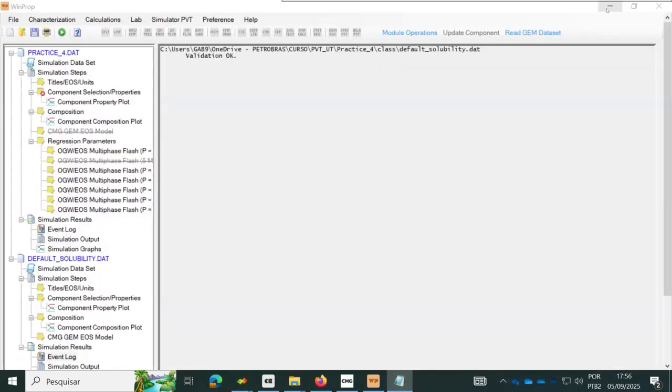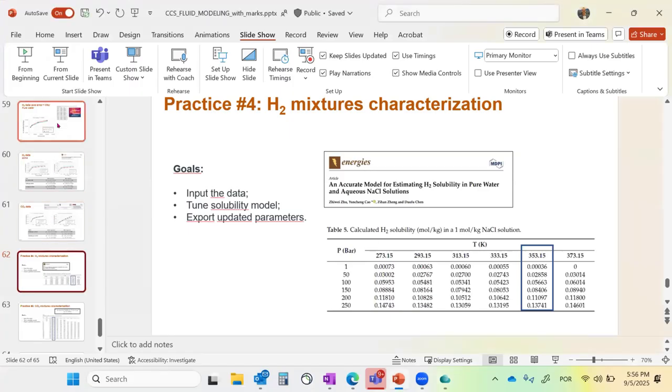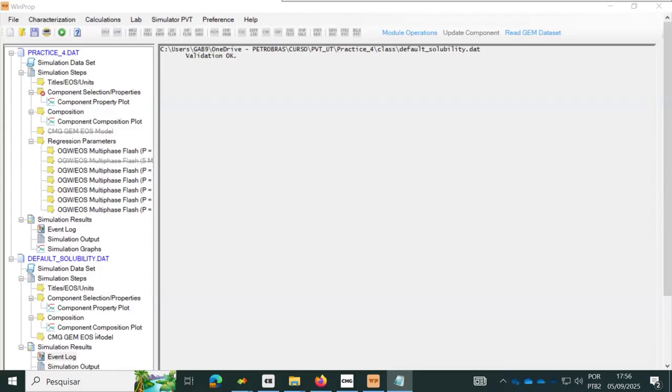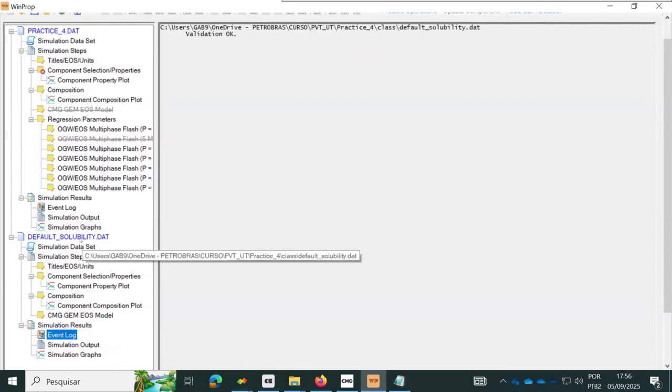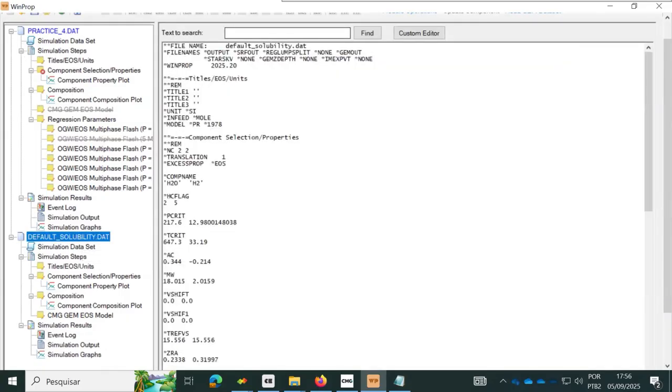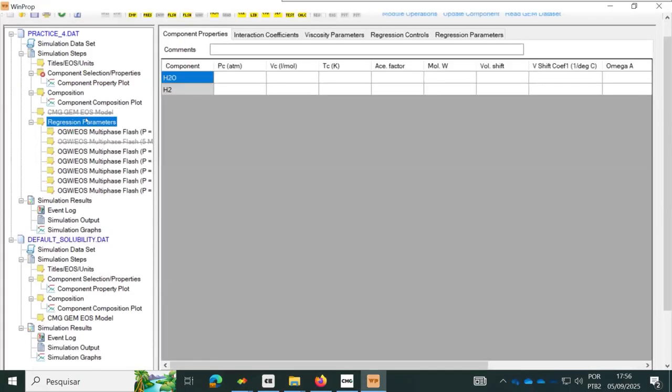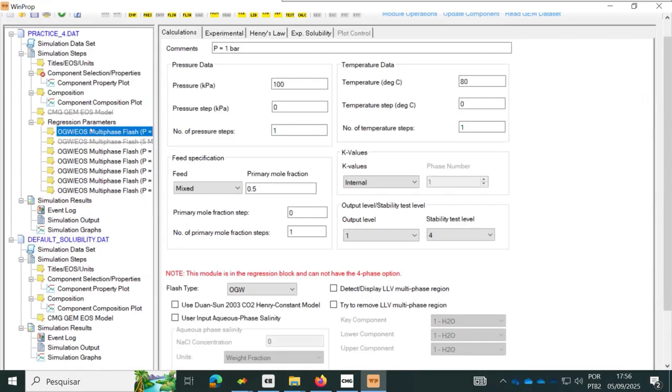One way to do this is what we did in the paper. The paper was just this comparison. We run the model without any regression steps, and after the regression steps, and compare and see this deviation. Okay, we can do the same. You can run the model without any calibration. This is the goal for this part of the exercise. Just run the model and generate the default parameters. And now we can try to find some data with molality of 1 to regress on that.